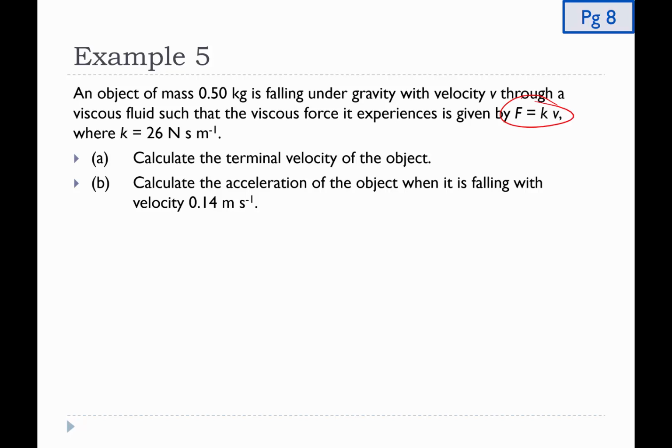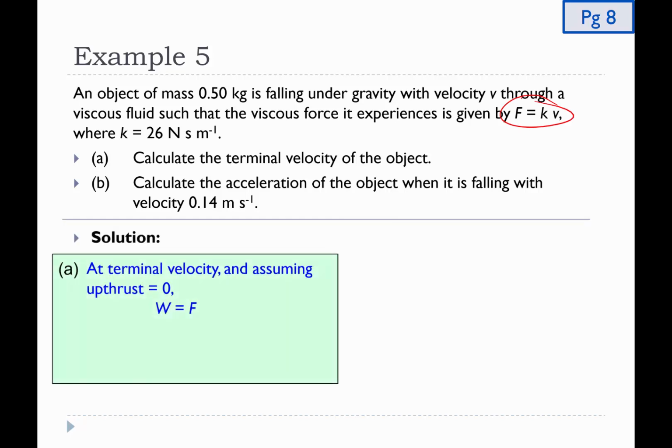For part A, I need to calculate the terminal velocity of the object. At terminal velocity, assuming upthrust is 0, weight is equal to the air resistance. So my weight, mg, 0.5 times 9.81, will be equal to kv given in the question. k is 26, so it is essentially equal to 26v. In this case, you can see that we can just algebraically manipulate it and get v. So v will be equal to 0.19 meter per second.